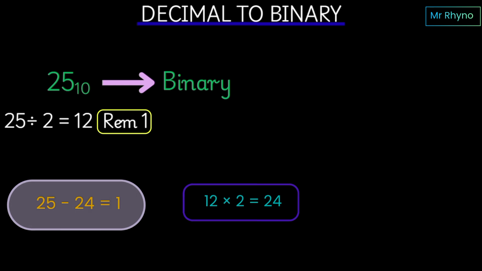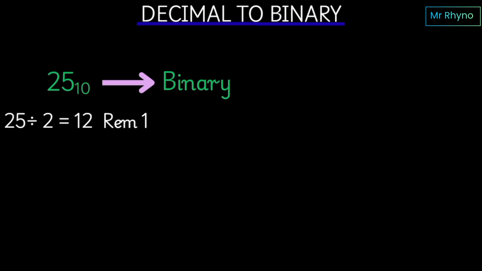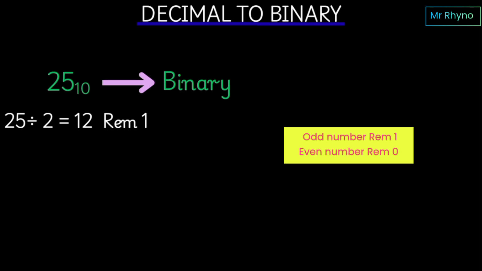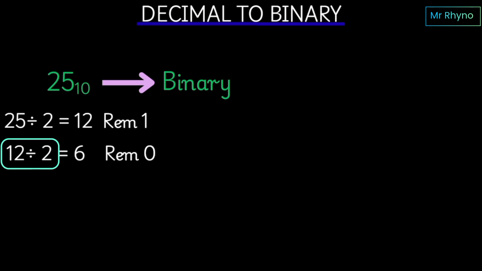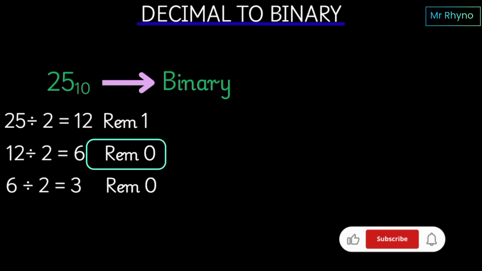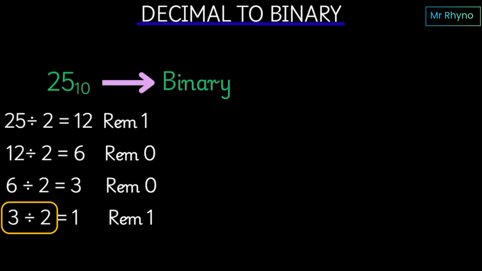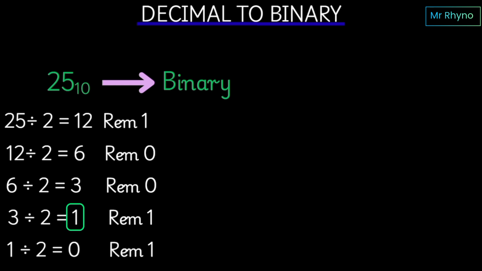Now something to note here is that if you are dividing an odd number, your remainder will always be 1. And if it is an even number, your remainder will be 0. Next shall be 12 divided by 2, it is 6. And since 12 is even, the remainder is 0. We do the same for 6 and we shall have 3, the remainder is 0. Then 3, we shall divide 3 by 2, get 1, the remainder will be 1 because 3 is odd. Now next, 1 is odd, 1 divided by 2 is 0, and the remainder is 1. And we are done because we've got to 0.